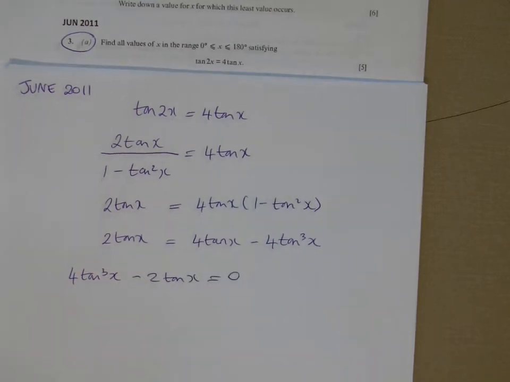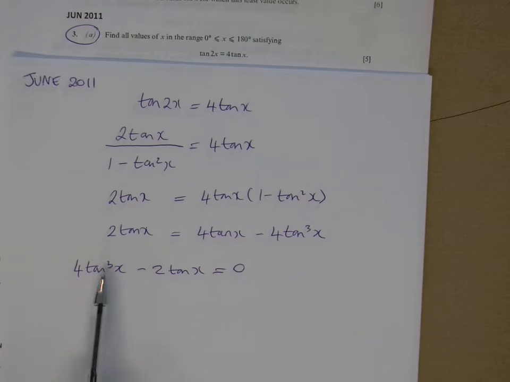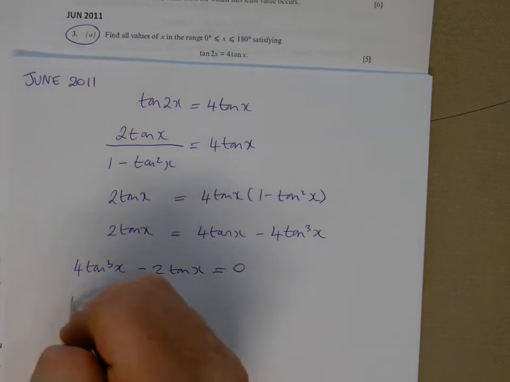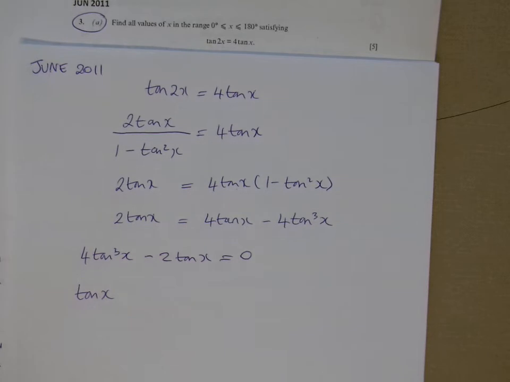So you've got now a cubic here, okay? But don't worry about that, because what you'll notice is that actually there's a common factor here of tan. So we can factorize out tan x. In fact, I can factorize out 2 tan x, can't I? Because 2 is a common factor as well.